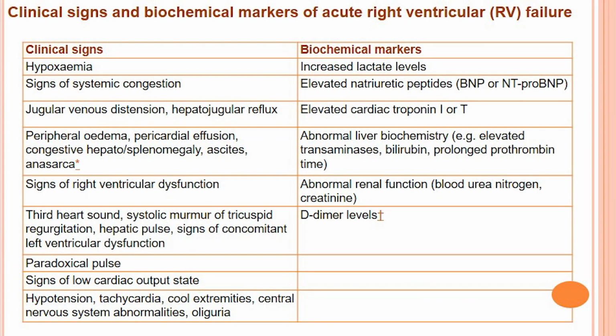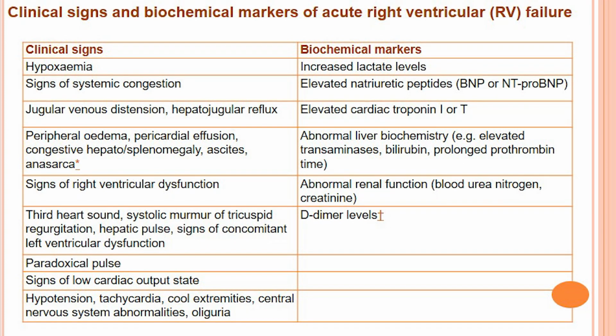Now, what are the clinical signs and biomarkers of acute right ventricular failure? The common clinical signs are hypoxemia, signs of systemic congestion, increase in JVP, peripheral edema, pericardial effusion, congestive hepatosplenomegaly, ascites, anasarca. There will be signs of right ventricular dysfunction: paradoxical pulse, low cardiac output state, hypotension, tachycardia, cold extremities, central venous abnormalities, oliguria.